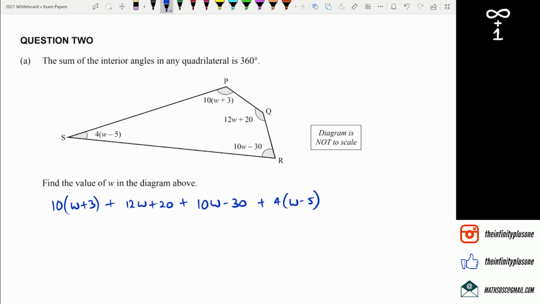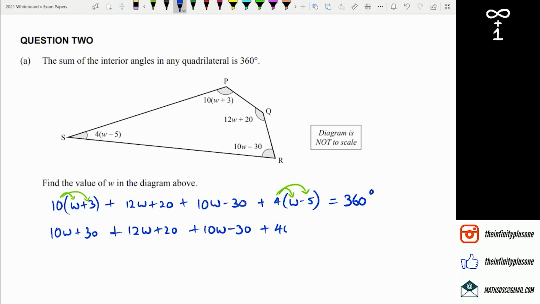Now it says the sum of all the interior angles is 360, so this is all equal to 360 degrees. At this point, I need to expand my brackets. So 10W and 30, and then I've got one more bracket where I've got 4W and minus 20. So when I do that, I'm going to get 10W plus 30 plus 12W plus 20 plus 10W minus 30 plus 4W minus 20, and all that equals 360 degrees.